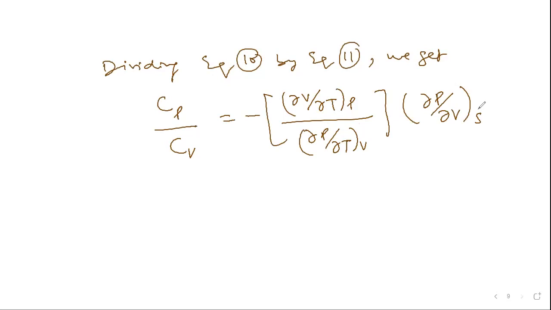Right? Cp by Cv is equal to minus dou P by dou T at constant P, which is equal to dou P by dou V by dou T at constant P over dou P by dou T at constant V times dou P by dou V at constant S. Here we have simply converted the derivative dP by dV into a partial derivative because entropy is held constant. We can do that.